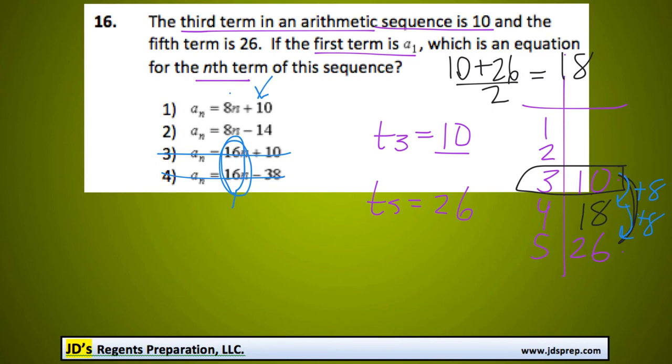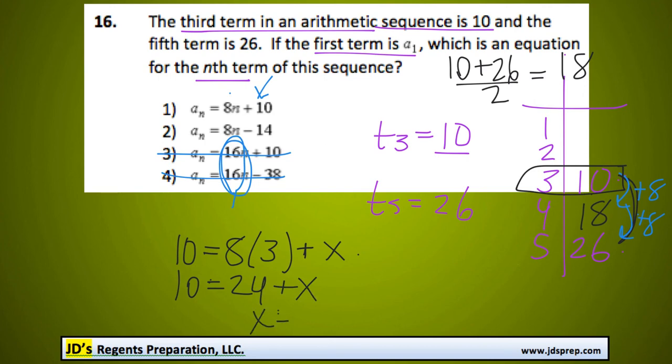For example, 10 is going to be equal to 8 times n, which is 3, plus or minus something. We'll just do plus. We'll call it x. Okay, so 10 is equal to 24 plus x, which means that x has to be negative 14 to make that true.